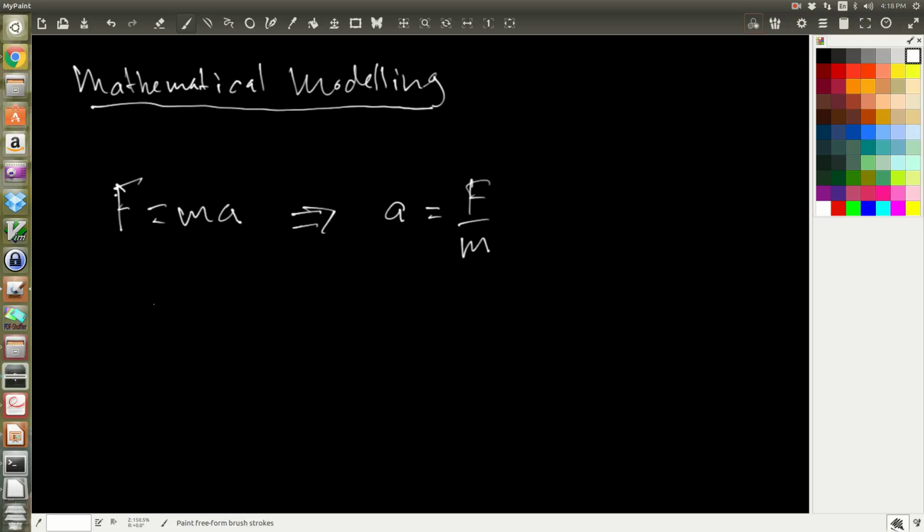So mathematical models have a few characteristics. I'm going to just write them down. So first, it describes a natural system or process.